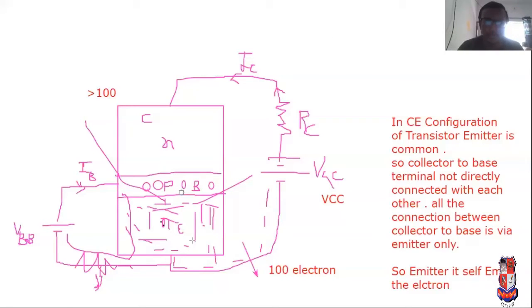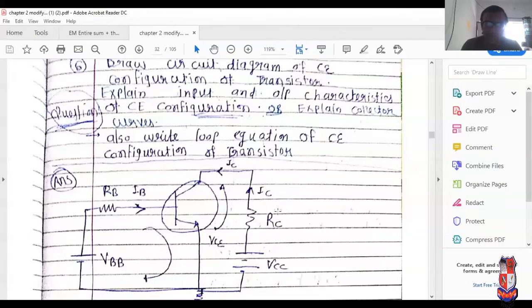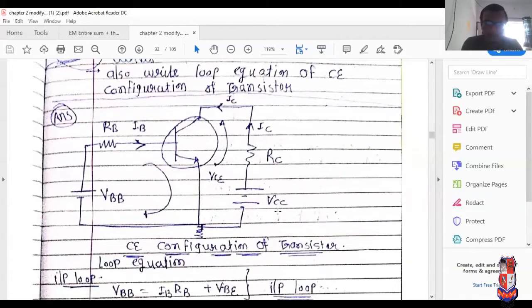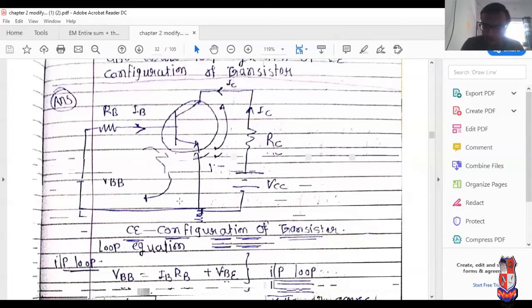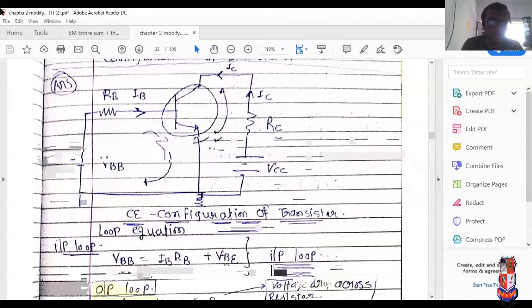Now see this. This is the circuit diagram of common emitter configuration of a transistor. It has the VBB battery, RB resistor, transistor symbol, RC and IC.